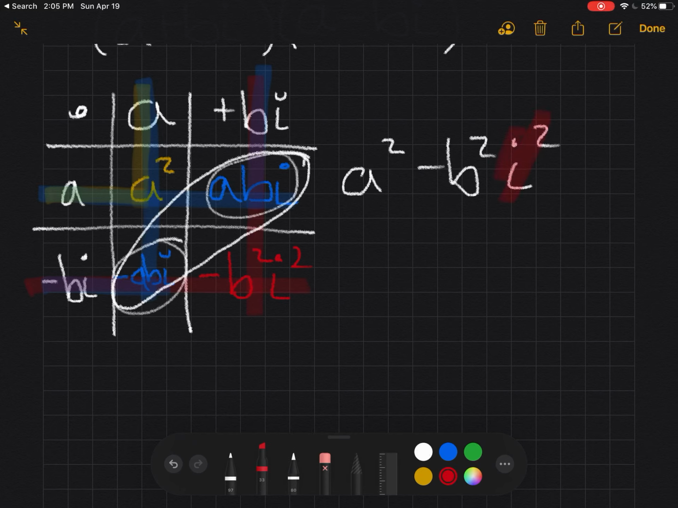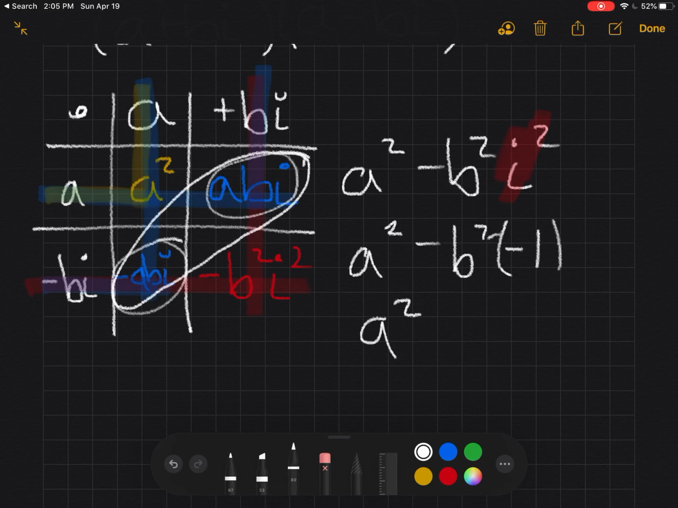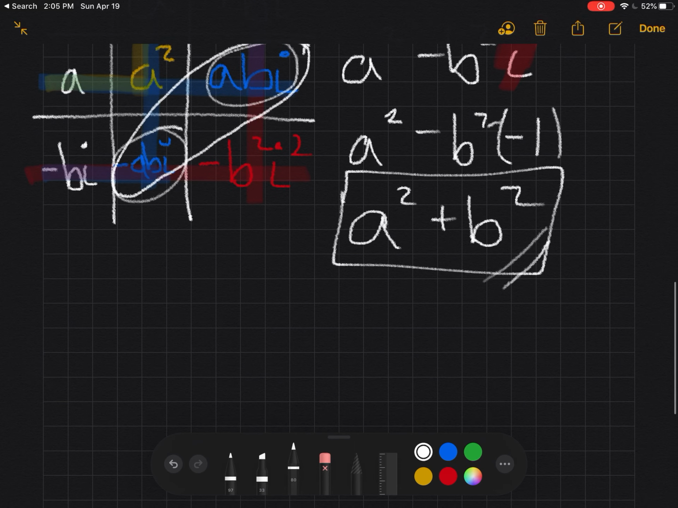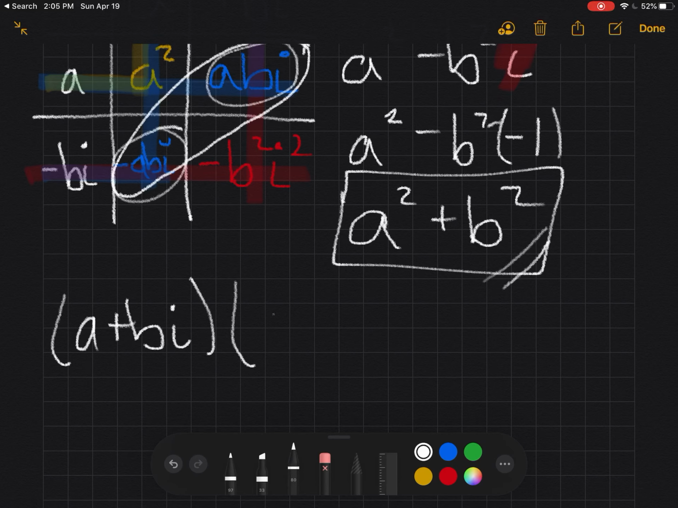Let me take this out of the multiplication table, and notice I have these like terms here. I have negative ABI and positive ABI. So those add up to be 0. So they cancel. And I'm left with A squared minus B squared I squared. Now don't forget this I squared is equal to negative 1. So then this becomes A squared minus B squared times negative 1. And that gives me A squared plus B squared.